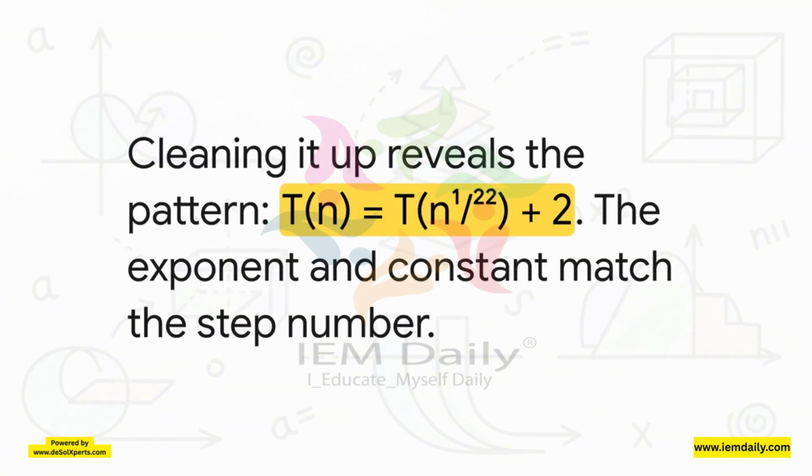Let's clean that up a bit. And wow, would you look at that? A pattern is already starting to show itself. The term inside is now n to the power of 1 over 2 squared, and the constants at the end add up to 2. See the connection? We're two steps in, and we've got a power of 2 in the exponent's denominator and a constant of 2.